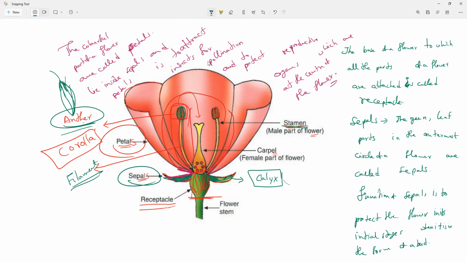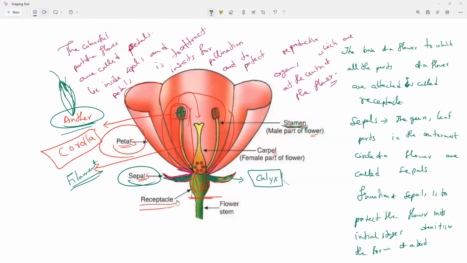Now, where are the pollen grains present, sir? Actually, the pollen grains are present inside this anther. If you cut this bulb-like structure, the anther, we can see inside there will be pollen grains. That pollen grains only we used to call it as what? Male reproductive organ of a plant.